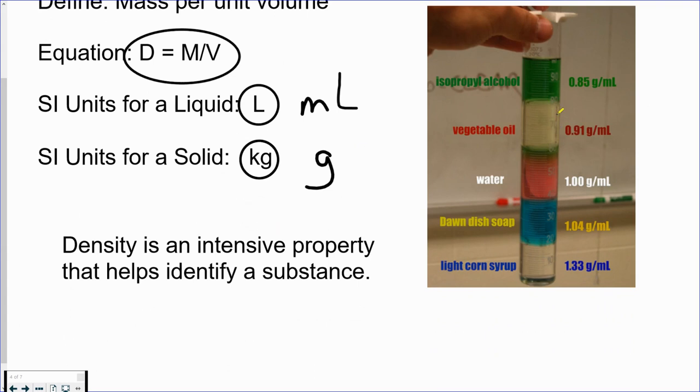So if you look at this right here, this is called a density column. If you wanted to at home, you could make one of these. When you add the liquid into a cup or a jar or a cylinder, you just need to make sure that you have something that kind of gently adds it. That way you're not actually trying to mix it. So you can see that you have light corn syrup down here, dish soap, then water, then vegetable oil, and then isopropyl alcohol, which is also known as rubbing alcohol.